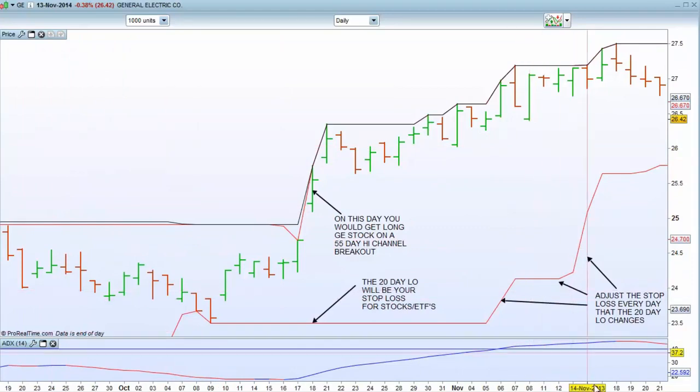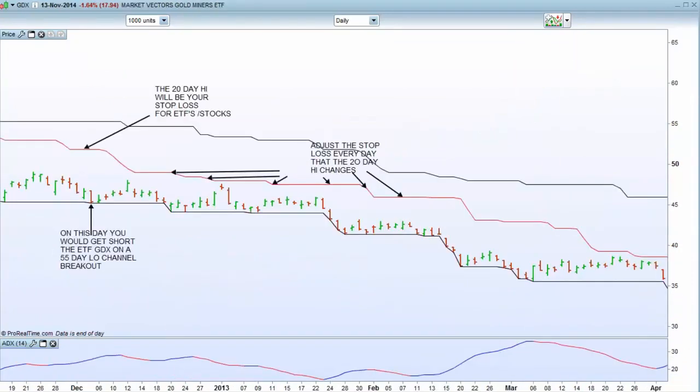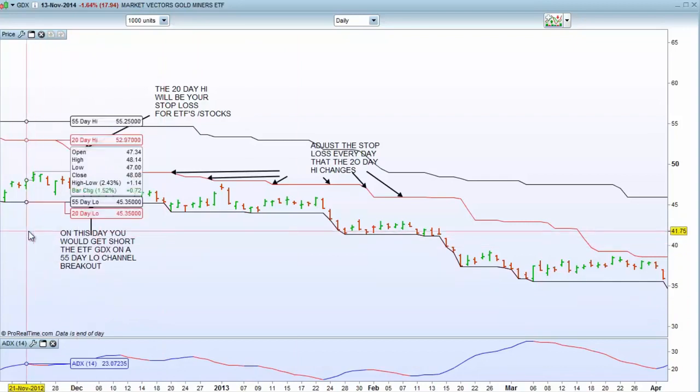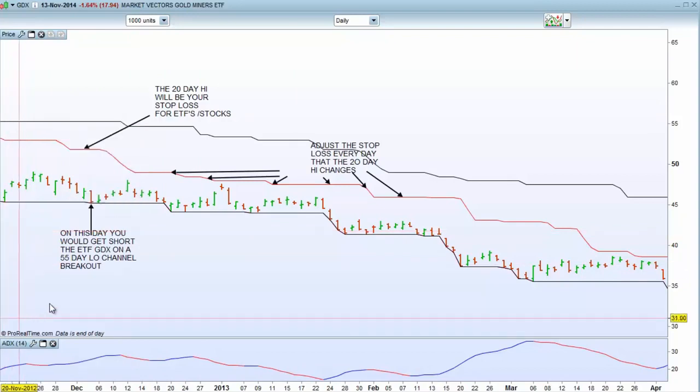Let's take a look at the short side now. This is ticker GDX, which is an ETF for gold miners. Basically what it does is it takes a bunch of gold miners and mimics the movement of the gold miners' prices. Again, for more on ETFs, look in the free content section of our website, www.tradeprosper.com, where we explain what ETFs are.